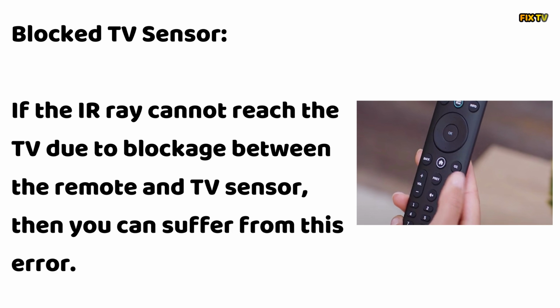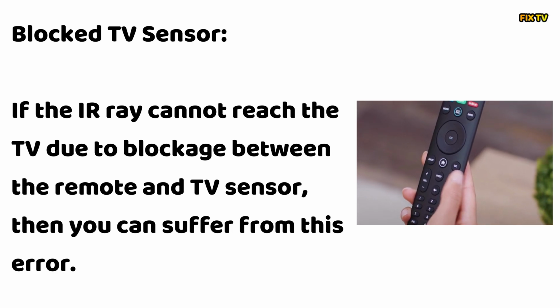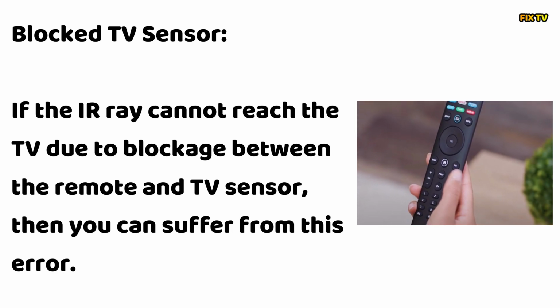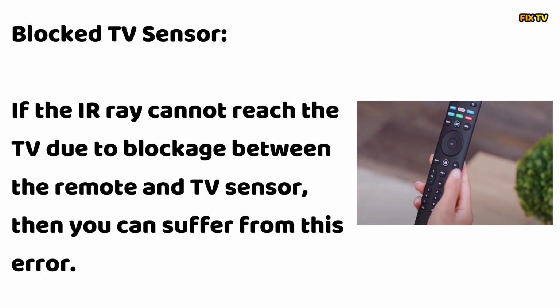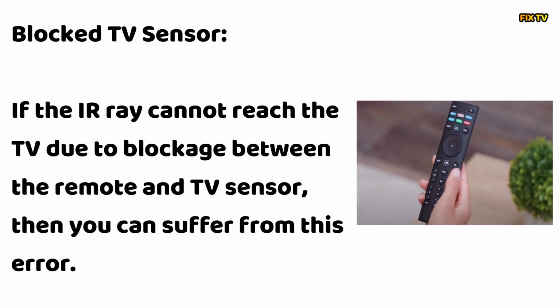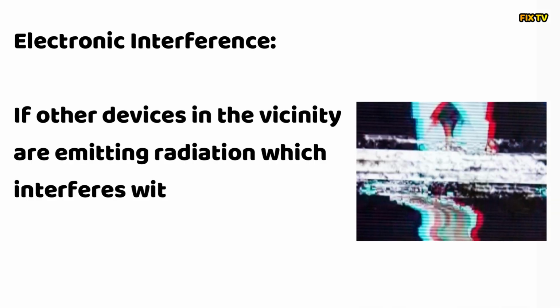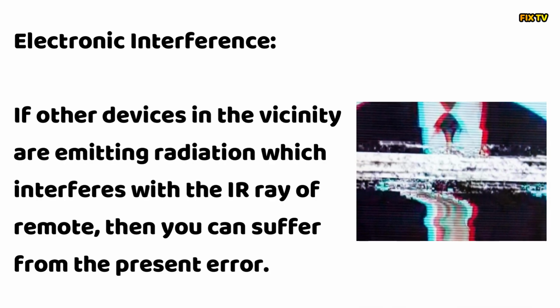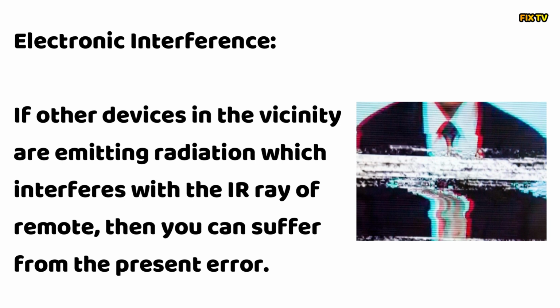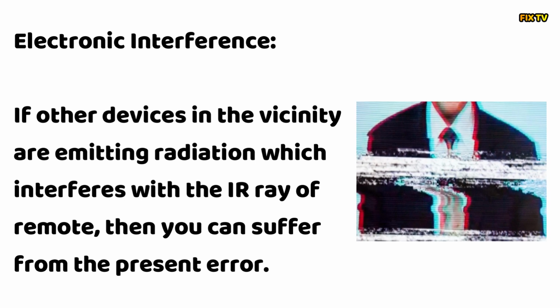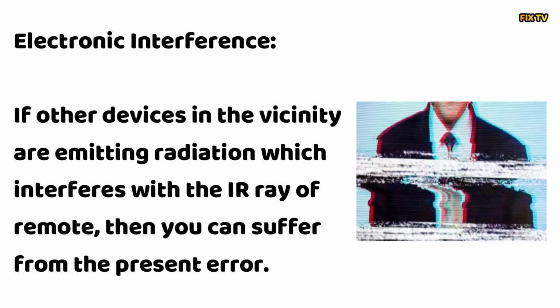Blocked TV sensor. If the IR ray cannot reach the TV due to blockage between the remote and TV sensor, then you can suffer from this error. Electronic interference. If other devices in the vicinity are emitting radiation which interferes with the IR ray of the remote, then you can suffer from the present error.